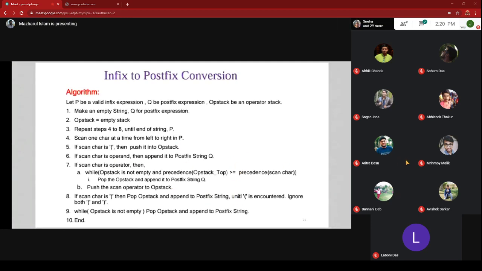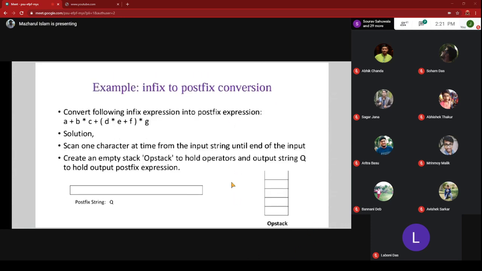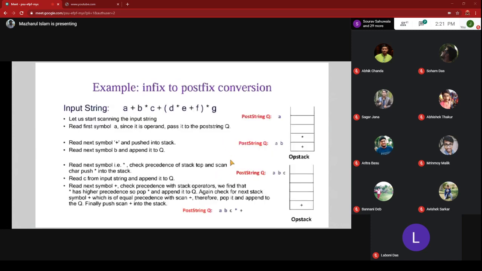When this condition is satisfied, what is 7A1? Pop the op stack and append the popped operator to the postfix string. What is at the top of the stack? Multiplication. So pop the multiplication and append it to the queue, after C. Now after popping the multiplication, what is at the top of the stack? The top of the stack is plus.